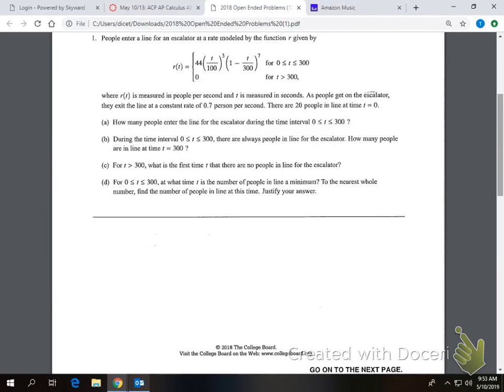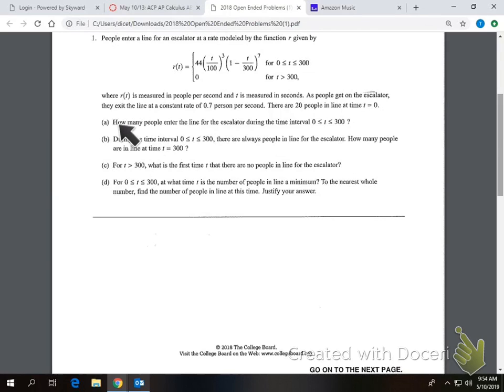A. I'm going to use my pointer. And I guess I should read this part too. Where R(t) is measured in people per second. So this is a rate. As people get on the escalator, they exit the line. So they're exiting at a rate of 0.7 people per second. There are 20 people in line at time equals 0. So initially 20 plus. Think that.